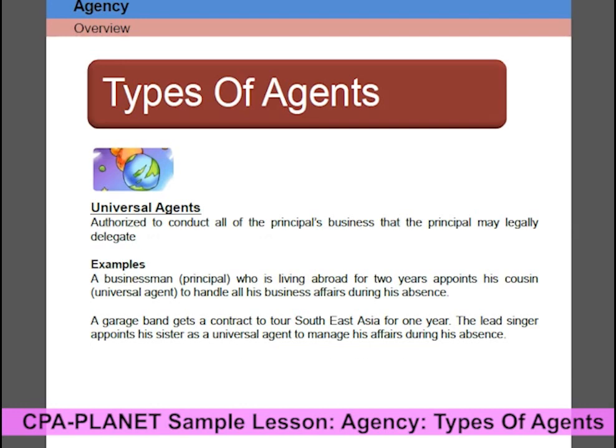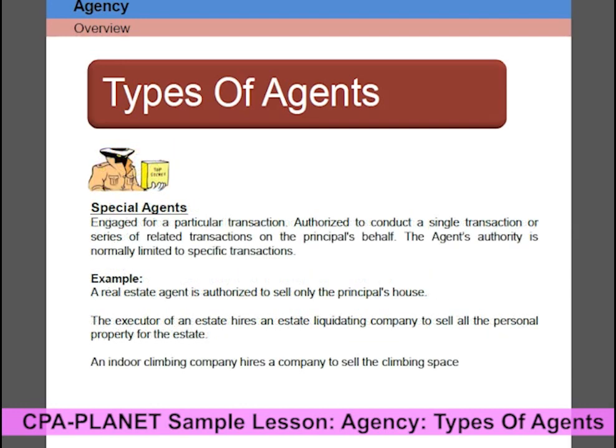Okay. All right, special agent, engaged for a particular transaction. Agent's authority normally limited to specific transactions. Example, a real estate agent is authorized to sell only the principal's house. They're not authorized to buy food for them or manage their affairs in other ways. Executor of an estate hires an estate liquidating company to sell the personal property for the estate, that specific transaction. Indoor climbing company hires a company to sell the climbing space.